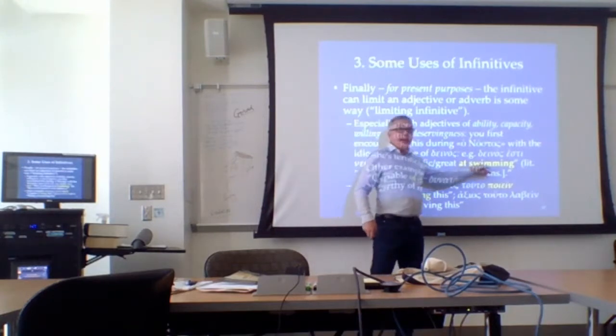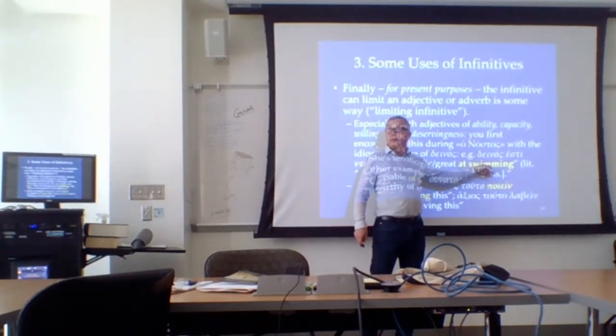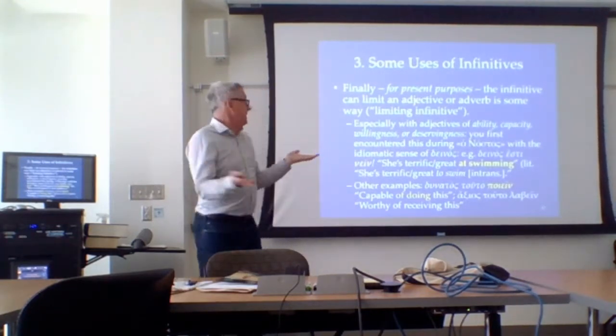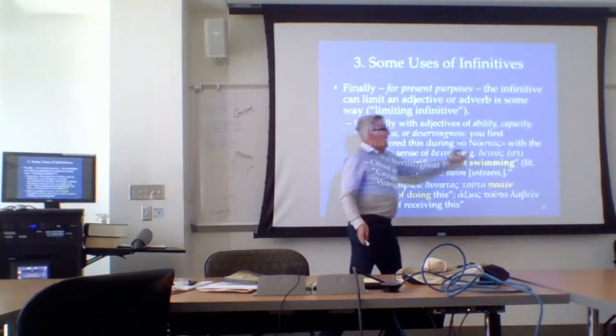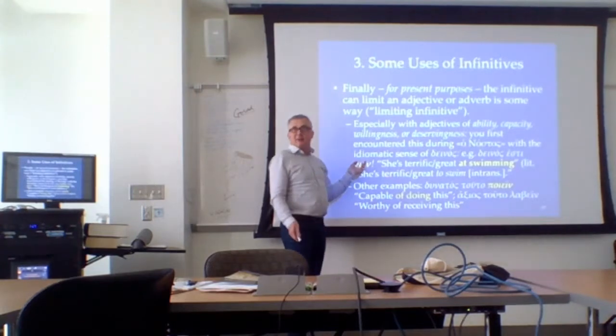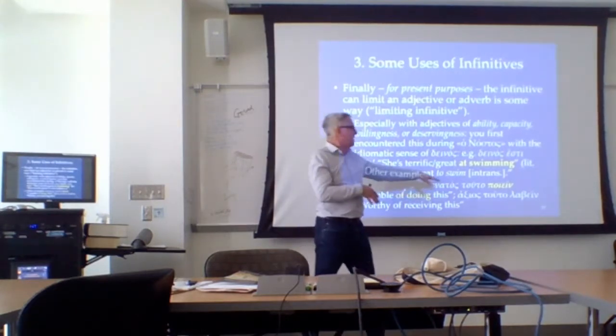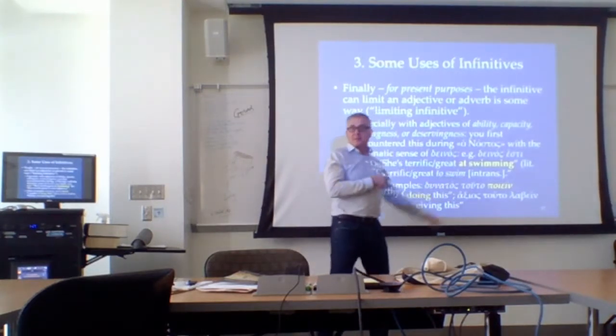Notice in English, once again, we use a preposition plus a gerund. But there being no gerund in Greek, they have to say, she is great to swim. Which makes it sound like it's an active verb. Right? You're like, I'm swimming her. Ah, get off me. No, it means that it's intransitive. She's great at swimming. Right?